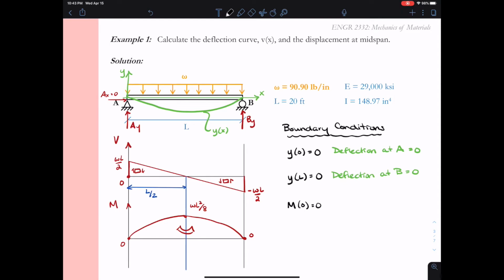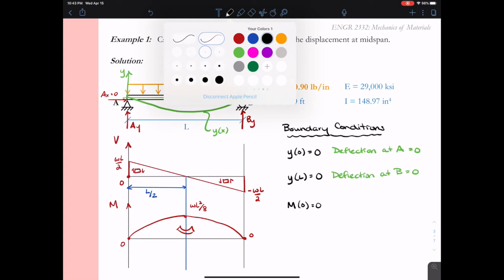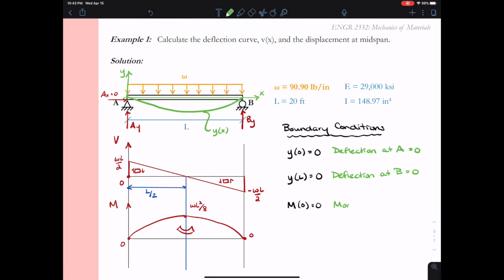All right, the other boundary condition that I will use is probably the moment condition. So we find that the moment at the end of the beam and at a pin is 0, so the moment at A is 0, m of 0 equals 0, and m of L equals 0.